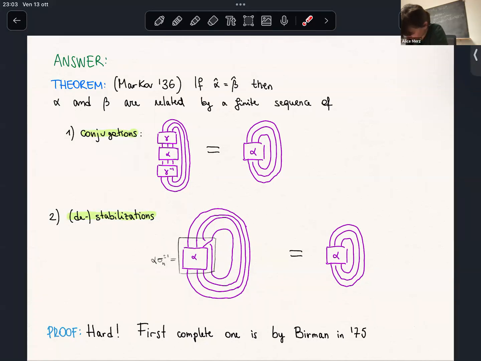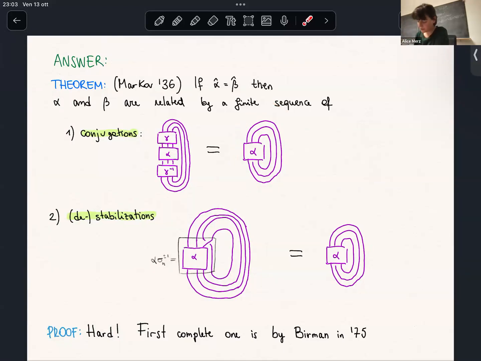So let's see why. We have here alpha, and I conjugate by another braid, let's call it gamma, and here we have gamma minus 1. Now we can think of combing the braid and making gamma minus 1 slide along the trivial strands here and make it appear over here. And now gamma and gamma to the minus 1 just cancel out because they are the inverse of each other. And so we obtain alpha here.